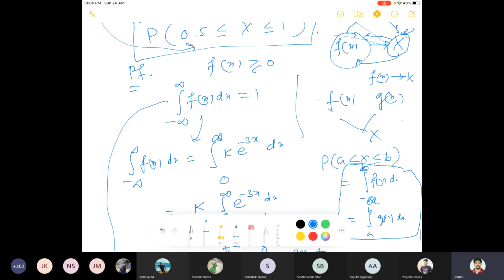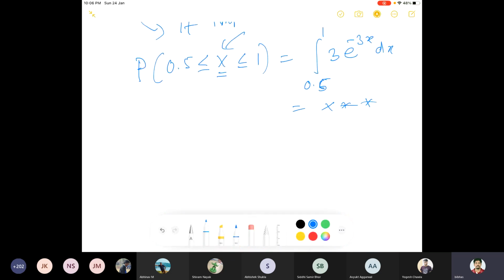Now the question is, can we have a similar concept like the cumulative distribution function there? Can we have a cumulative density function here? Yes, we have the same concept. So here I will write the cumulative density or distribution function of a continuous random variable.